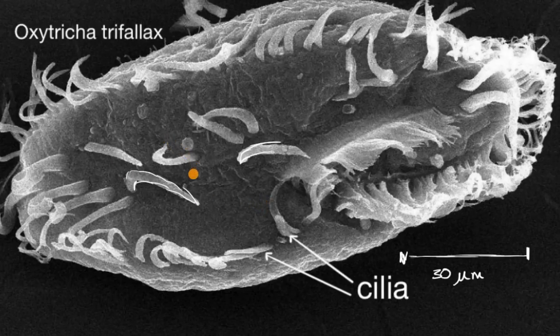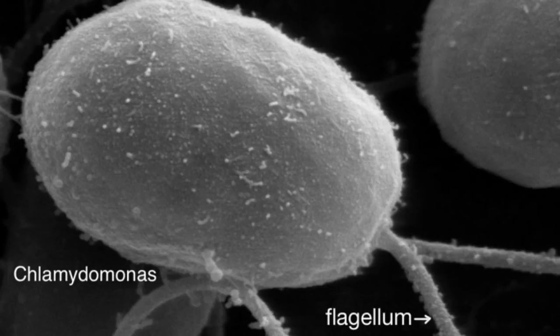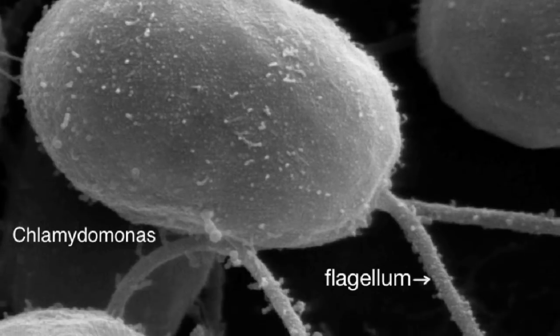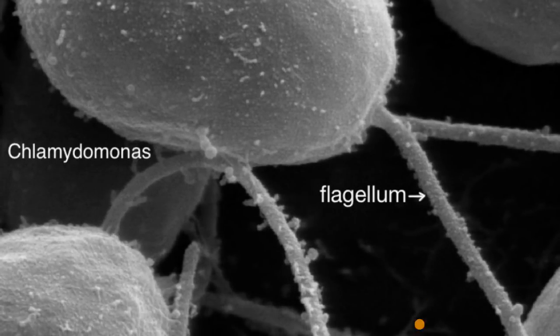Now, another related idea is that instead of having many cilia, some unicellular organisms will just have one large thing that looks like a tail that they can whip around to move. So this right over here is a commonly studied green algae. It's called Chlamydomonas, and you can see very clearly here this flagellum, this tail-like structure. And this is extremely thin. We're seeing it under a very powerful microscope right over here.